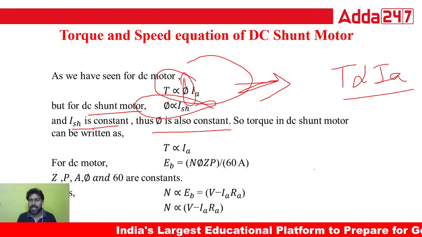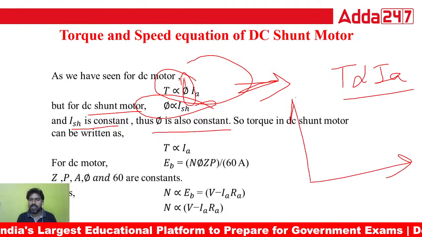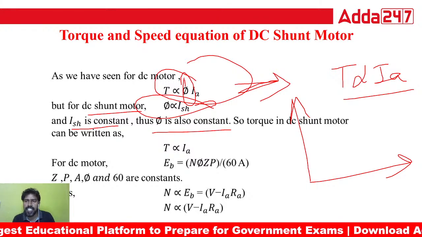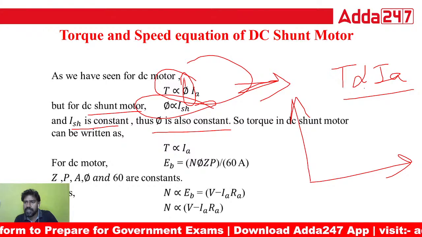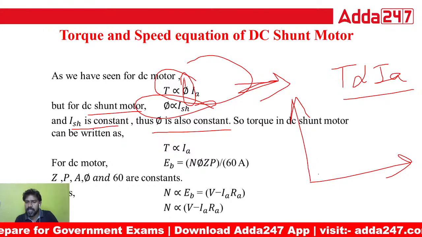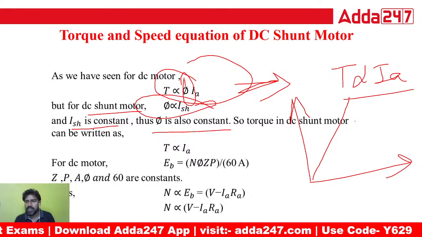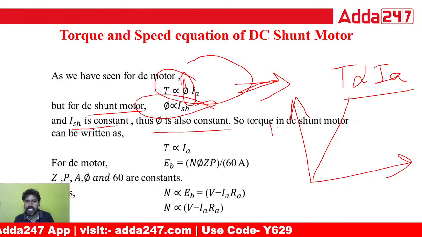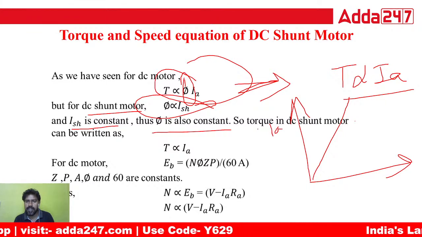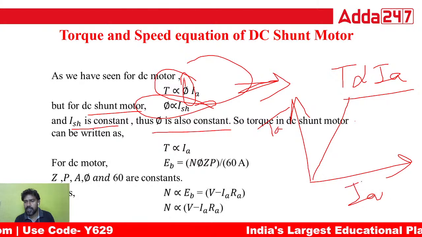So then what will happen? Then as current increases, torque also increases. There is a linear relationship between the torque and armature current. So now you will get a straight line through the origin. So this is torque directly proportional to Ia. Here we are taking the armature torque T_a, and this is the armature current Ia.